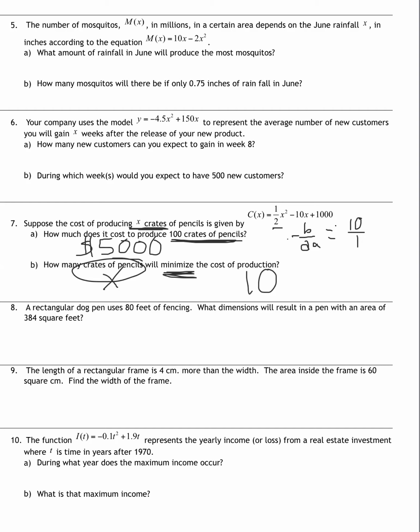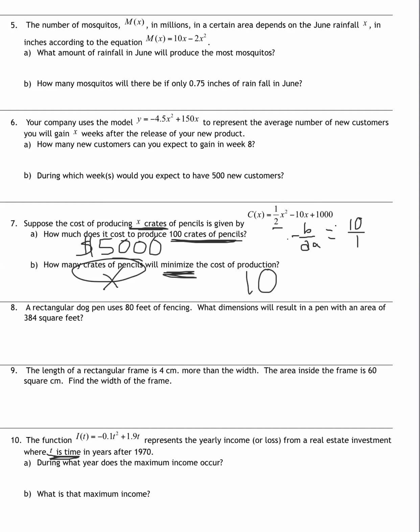Yeah. Okay, the function represents the yearly income or loss from a real estate investment where T is time in years after 1970. During what year does the maximum income occur? Okay, so T is time, which is really, if we're thinking X's and Y's, that would be our X value, right? So I really want my x coordinate of my vertex again for this one.